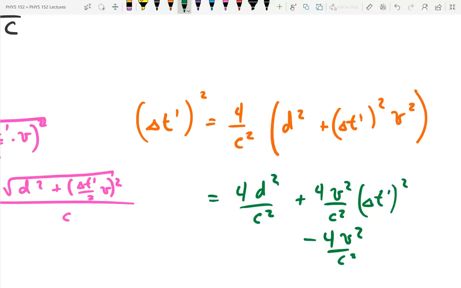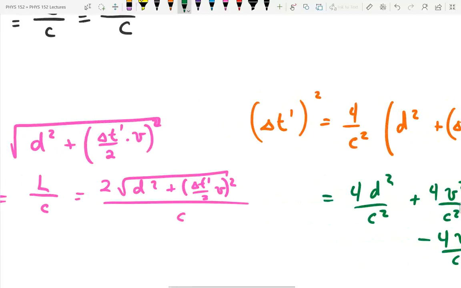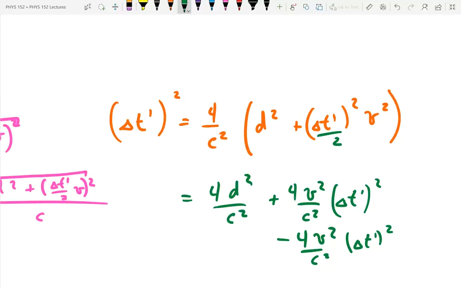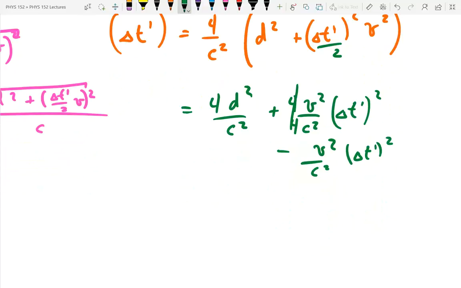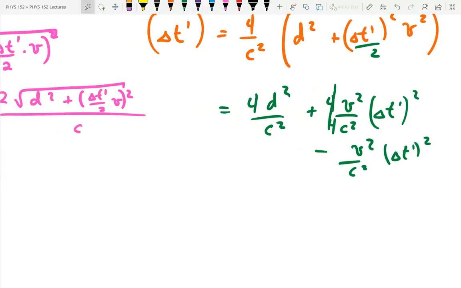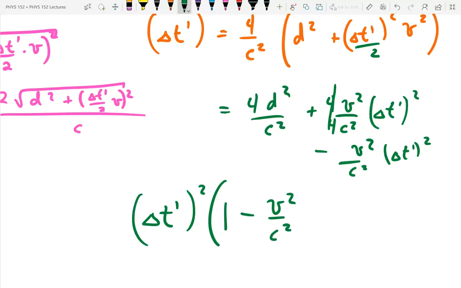Did I make a mistake? Oh, yes, yes, yes. Thank you, Alex, because I would have gotten to the end and said, uh-oh, what went wrong? So I'm going to subtract that minus v squared over c squared delta t prime squared from both sides. So I will have delta t prime squared times 1 minus v squared over c squared is equal to 4d squared over c squared.